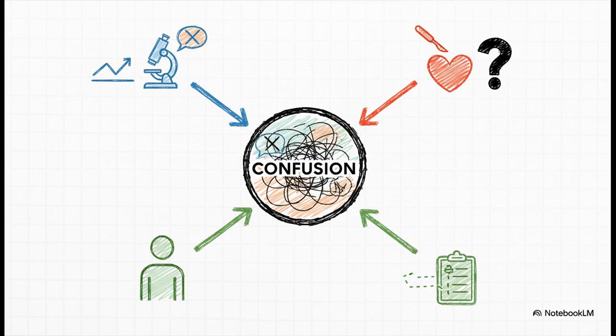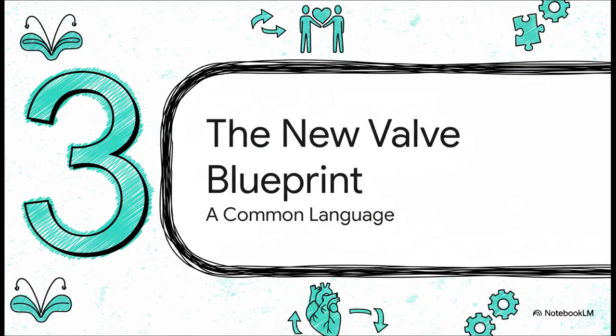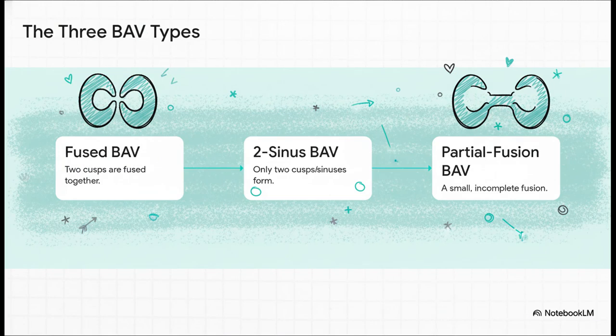Something had to change. And so out of all that chaos came this beautiful solution, a new, much simpler blueprint. An international team of experts got together and created one common language that everyone, everywhere, could finally use. And this is it, the heart of the new system. It's so elegant. Instead of a bunch of confusing numbers, there are just three main descriptive types: fused, two-sinus, and partial fusion. That's it.